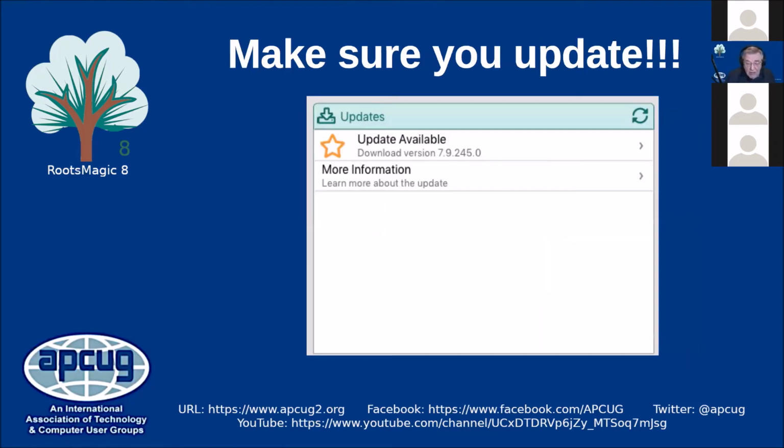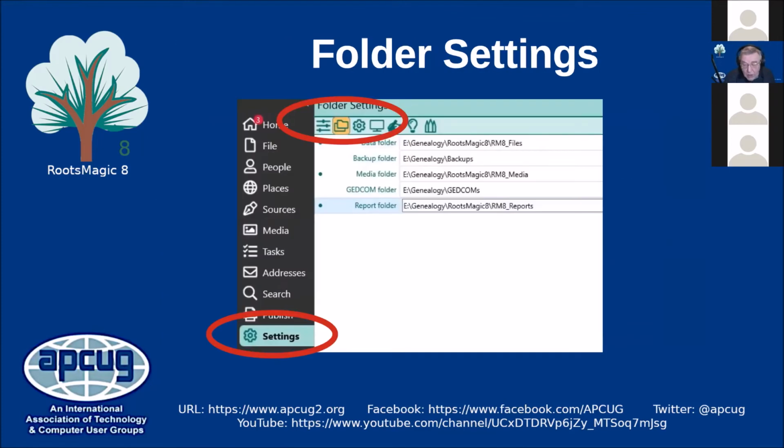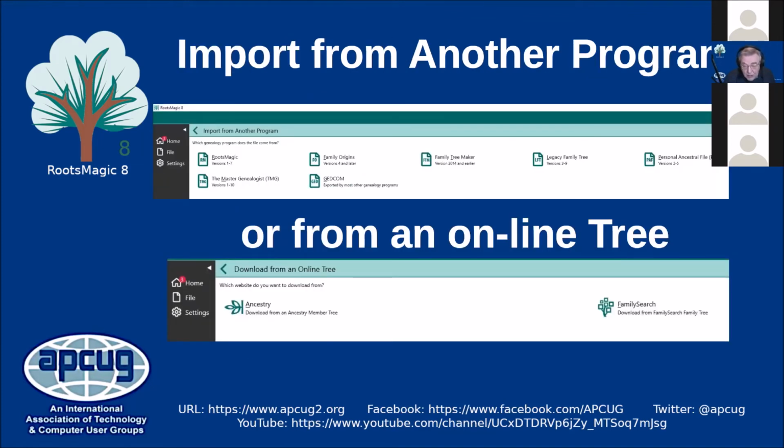So this is what that pane looks like when there is an update available. You basically just click on this arrow and it will ask you if it will download the update, and you'll go through the usual procedure and say that you close your RootsMagic 8 and then start it up again after the update has been done. Okay, so I'm going to go, sorry.